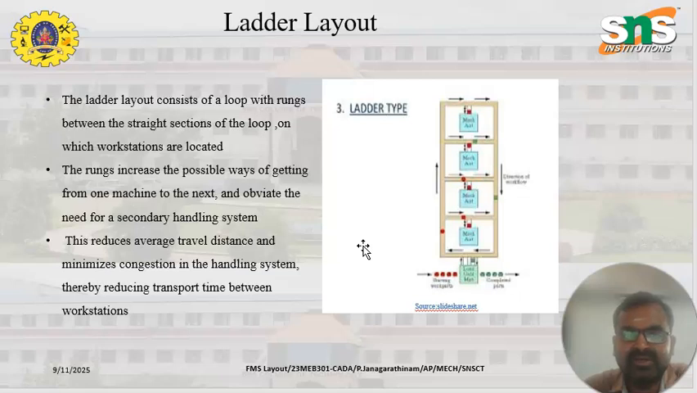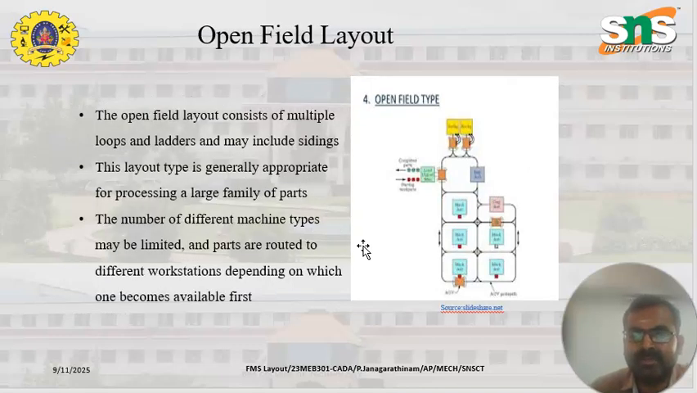Now the ladder layout. The ladder layout consists of a loop with rungs between the straight sections of the loop, on which workstations are located in a ladder manner. Here the usage of many material handling systems is avoided, so it can reduce the transportation time between workstations. Compared to the other two layouts, the overall time consumed for moving parts from one workstation to another is reduced. This is the ladder type, and in this format we develop the ladder type FMS system.